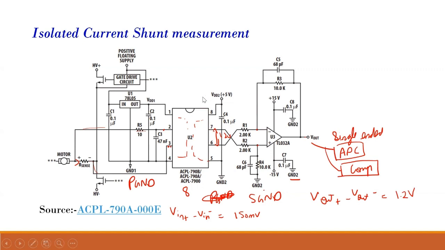Sir, it would be better if you demonstrate the difference between the isolated and the non-isolated. If the grounds are different, what benefit are we getting, and what are the drawbacks if they have the same grounds?